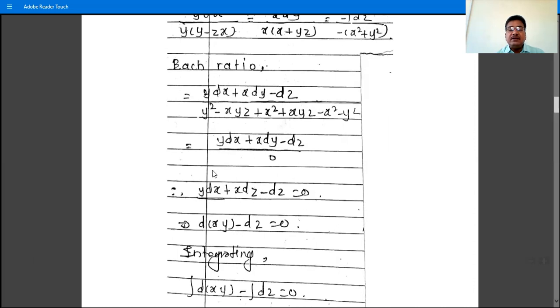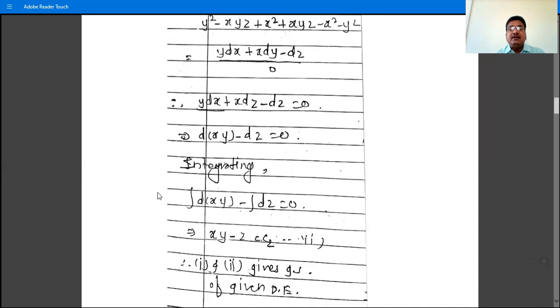And then what is the integration of this y dx plus x dy? This is the derivative of x into y. Derivative of x into y is what? x dy plus y dx. So y dx plus x dy is the derivative of x into y, and so the integration of these two factors y dx plus x dy is x into y.